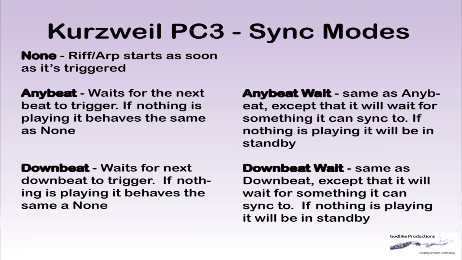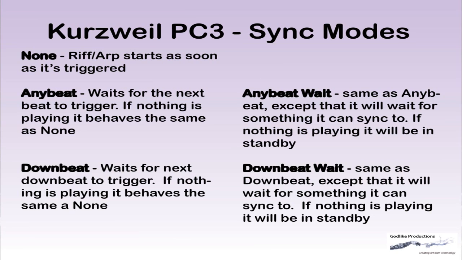You might want to trigger a number of arpeggios at different regions of the keyboard and then get them to start when something else happens. It might be a riff or it might be a song or whatever. So to do that you use any beat wait. I've got that across to the right. Sorry, the order's a little bit different here. On the PC3 it goes none, downbeat, any beat. So I've just done any beat. Basically it'll trigger on the next beat.